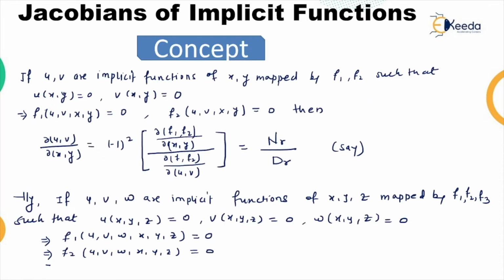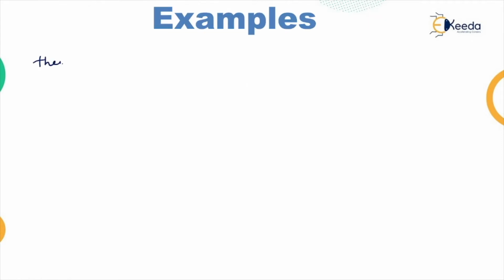And lastly we have to see the third function. This third function is f3(u,v,w,x,y,z), with the same variables, equal to 0. This is for three functions. Then how will ∂(u,v,w)/∂(x,y,z) be calculated? Now let's see. So how will it be calculated?